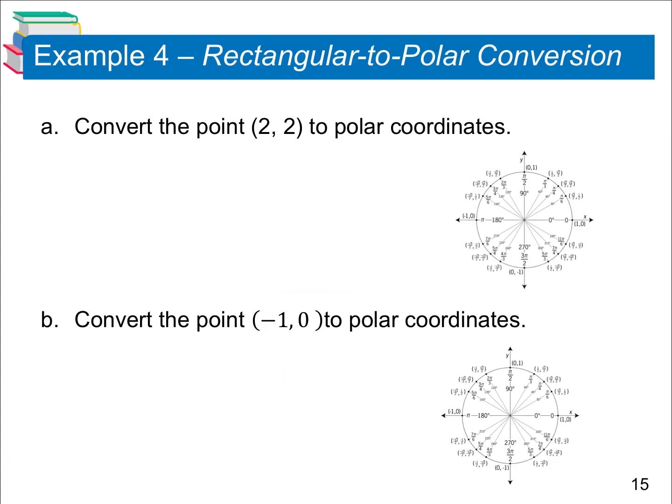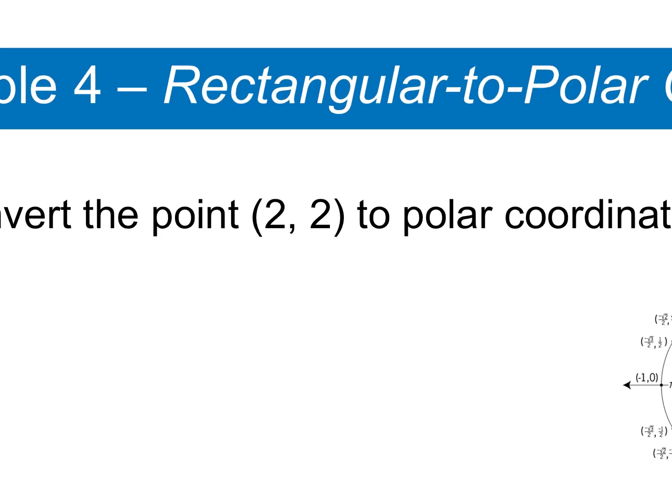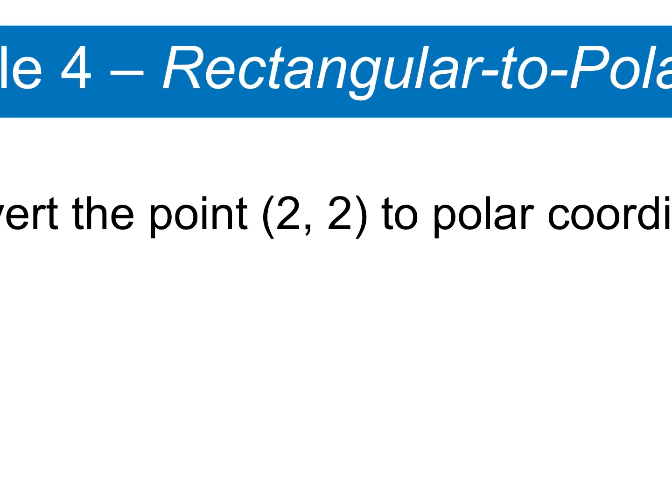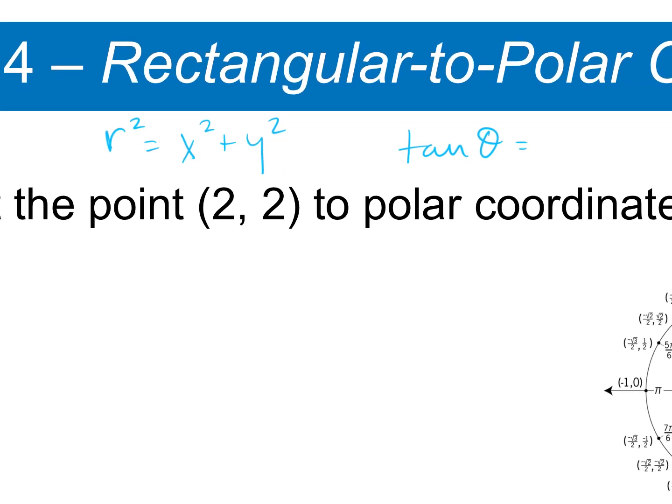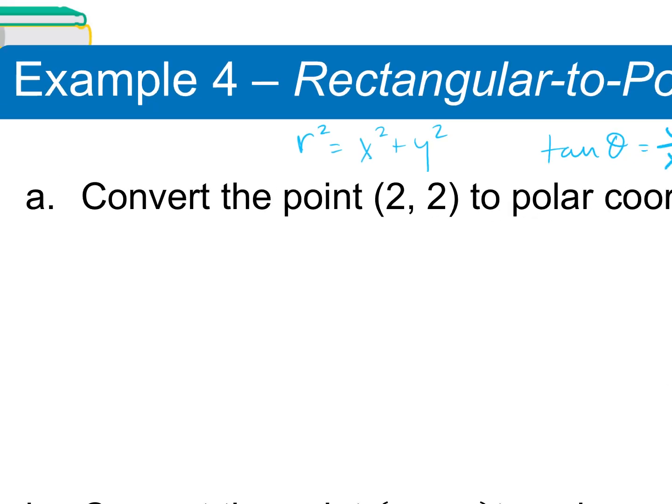Next page, we're converting from rectangular to polar. So we have 2 different formulas here. So r squared is equal to x squared plus y squared. And then tangent of theta is equal to y over x. So let's find r first.